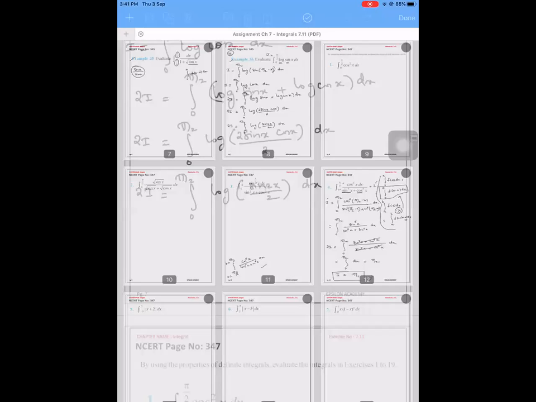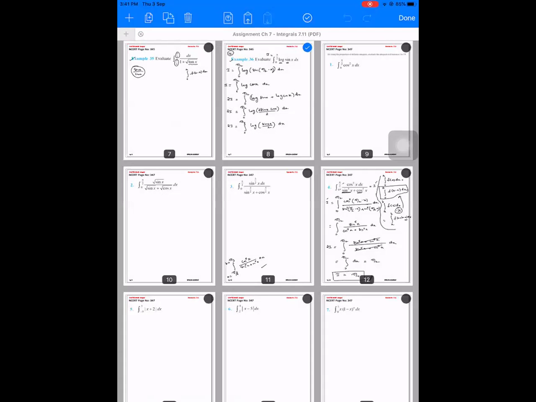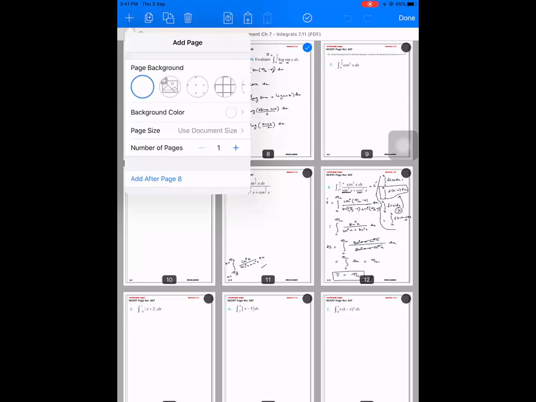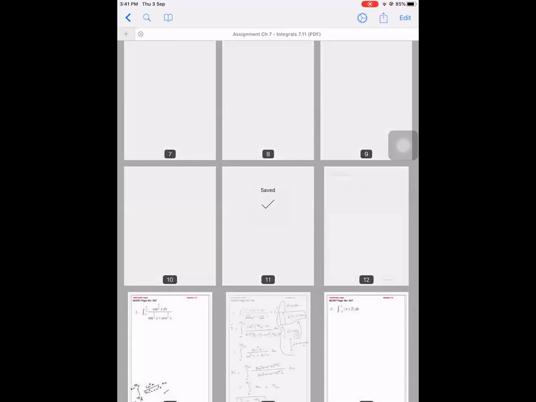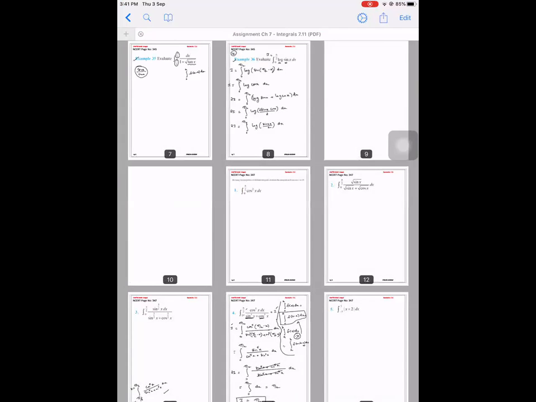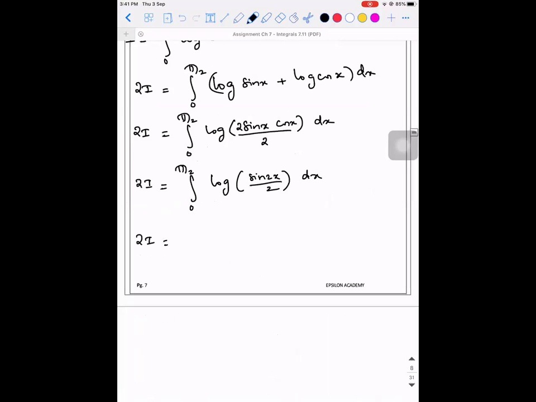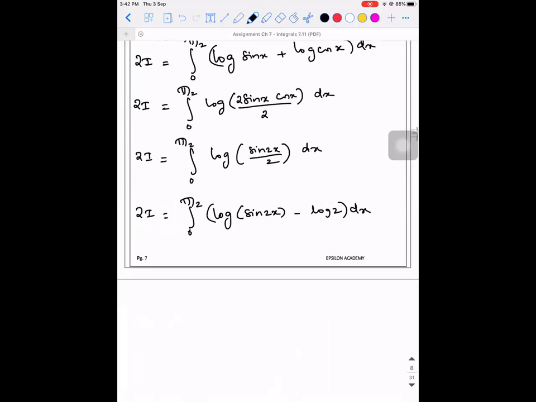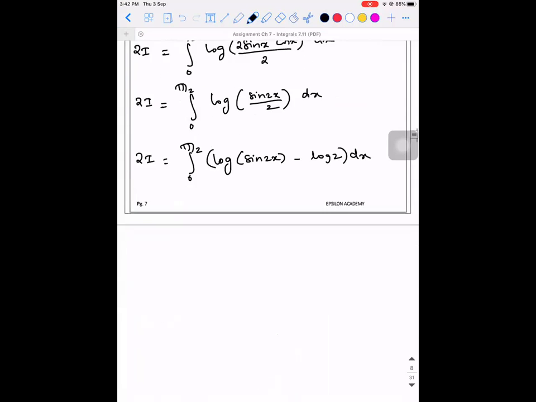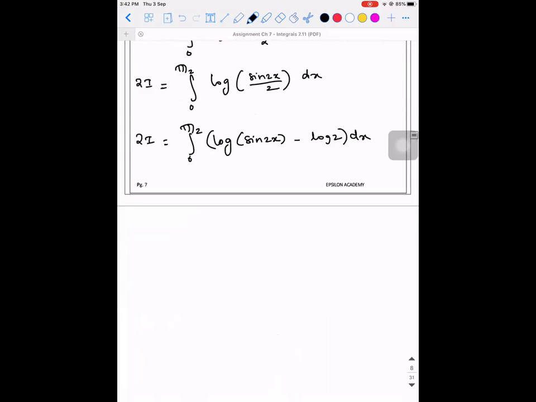Are you guys able to understand till that step? Now 2I will be equal to integral of 0 to pi by 2 log a by b. We can write it as log of sin 2x minus log 2 dx. Correct? Now see, let this be equation number 1. I'm not touching this.